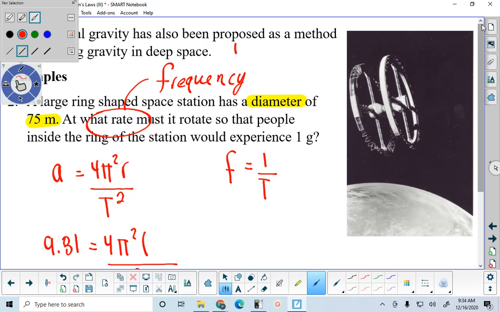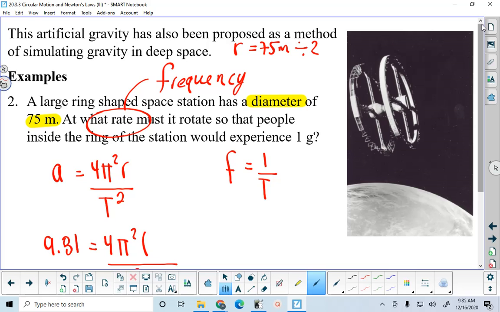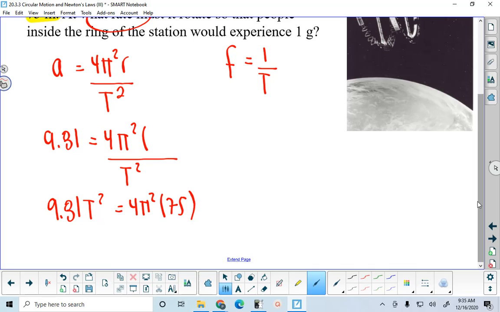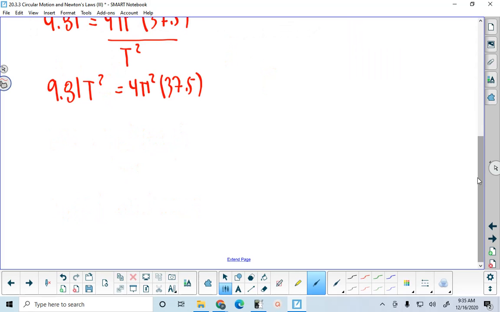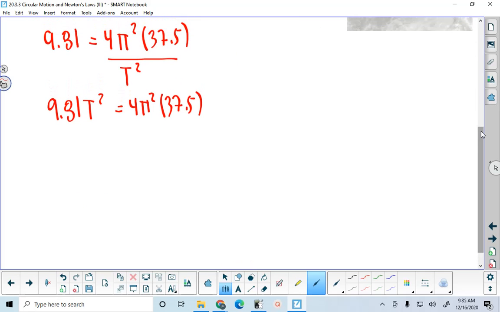So the radius will be 75 meters divided by 2, which is 37.5. Okay, good, thank you. So I need to put 37.5 in here. So when I cross multiply, I get 9.81 t squared equals 4 pi squared times 37.5. We can divide both sides by 9.81 to get t squared equals 4 pi squared times 37.5 divided by 9.81.